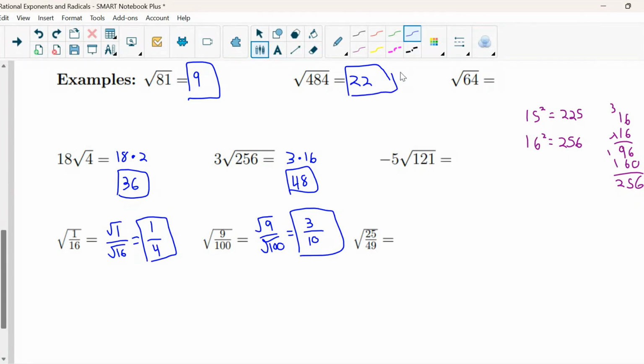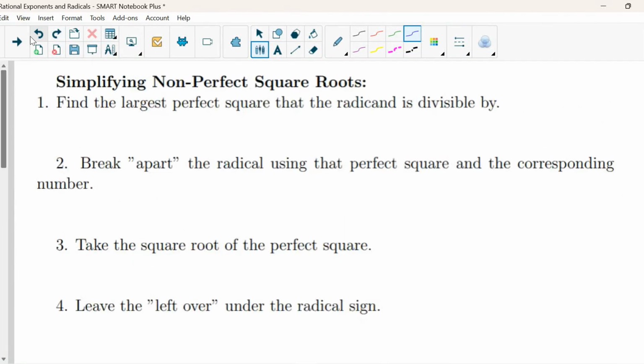Let's take a look at the back side to look at non-perfect squares. So all of these are perfect squares. They simplify really nicely. On the back page here, we are going to look at non-perfect squares. So please write this down somewhere in your notebook, and I'm just going to read through it real quick.